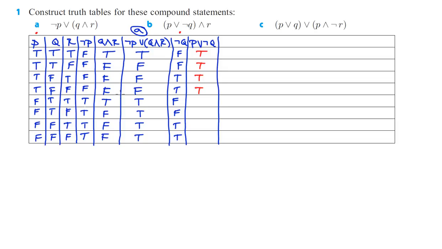And then let's see, all those are false. This one is false, so that would be false. So we got false, false is false, and then we've got a couple trues here, so those are both going to be true as well. Okay? Okay, so that was B right there.